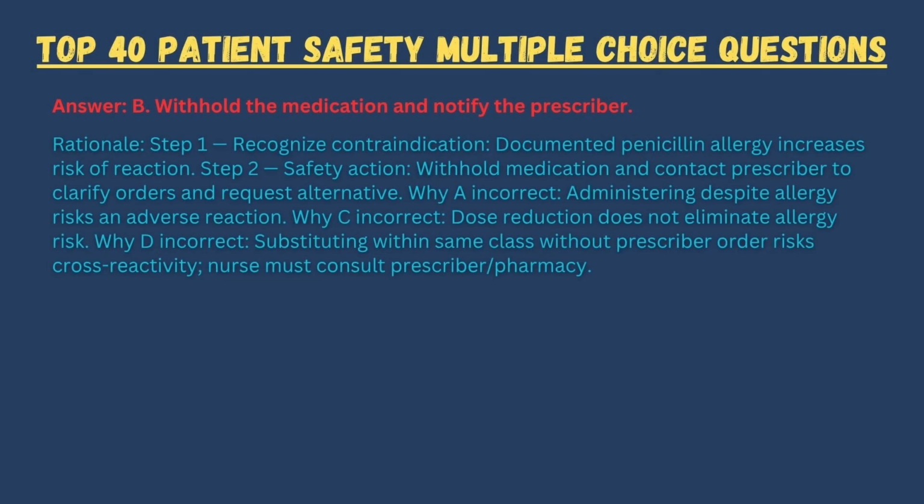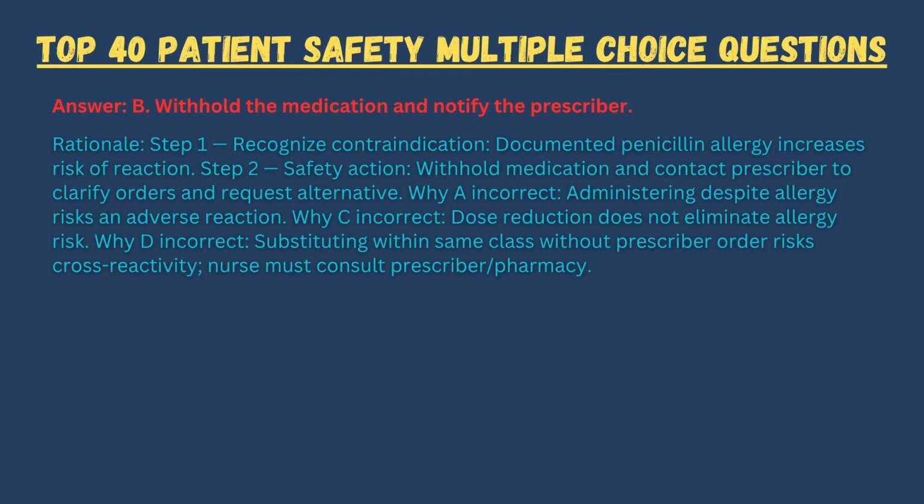Answer. B. Withhold the medication and notify the prescriber. Rationale. Step 1. Recognize contraindication. Documented penicillin allergy increases risk of reaction. Step 2. Safety action. Withhold medication and contact prescriber to clarify orders and request alternative.